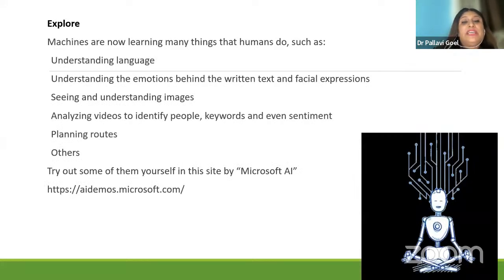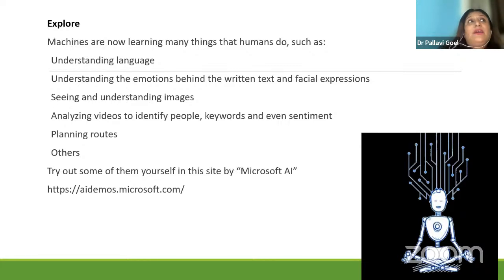Explore. Machines are now learning many things that humans do, such as understanding your language, the emotions behind written text and facial expressions, seeing and understanding images, analyzing videos to identify people, keywords, and even sentiments, planning routes, and others. I'll give you the example of understanding language. When I'm talking, hello, it says I'm in a very good mood, and Siri will reply accordingly. If you say hello sadly, it picks up the sad moment in the sound.